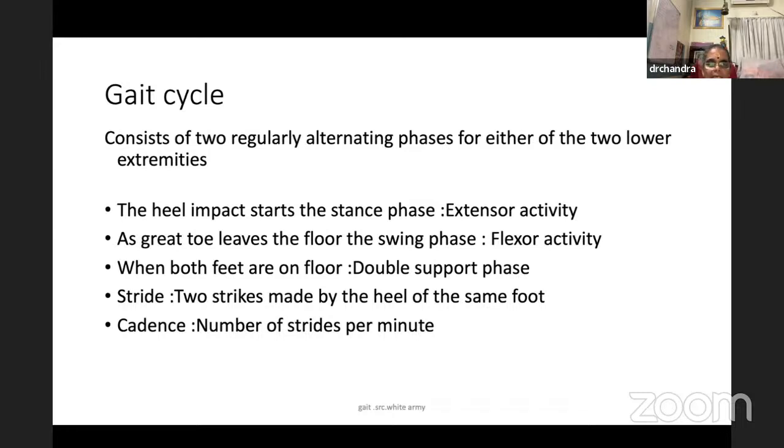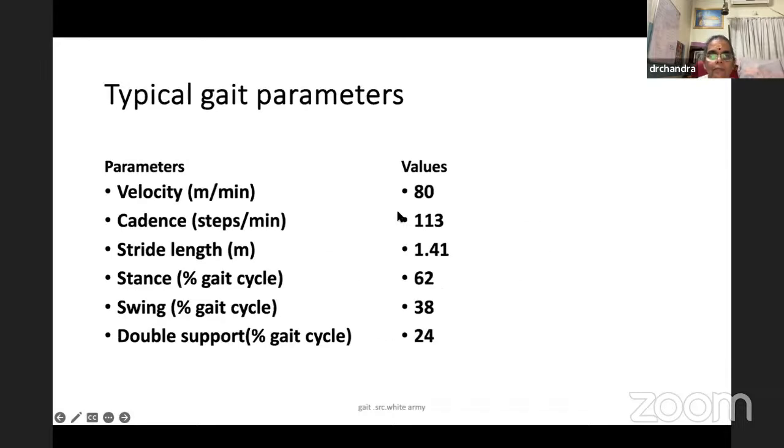Both feet are on the floor, that is called double support phase. And what is a stride? Two strikes made by the heel of the same foot. So the right heel starts the gait, then the right toes come down, then the left heel, left toes, and then the right heel. That is a stride. Stride is two heel strikes by the same leg. And cadence is number of strides per minute. So these are the typical gait parameters when you do gait analysis.